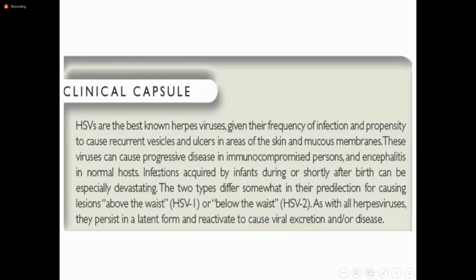The infection can be acquired by infants soon after delivery. Most people are positive for these types of viruses. Herpes simplex type 1, they say its infection is above the waist, meaning in the upper part of the body. Herpes simplex type 2, because it is sexually transmitted, is below the waist. During latency, when the virus becomes reactivated, it leads to viral excretion or disease.